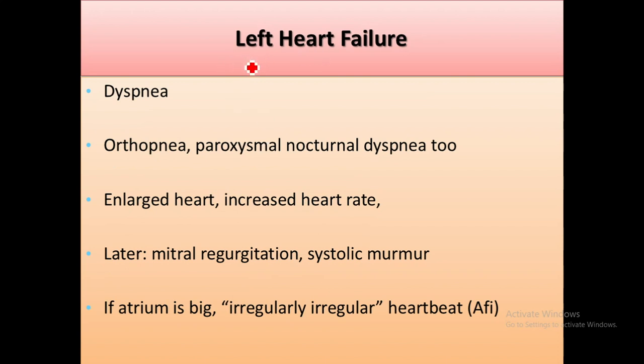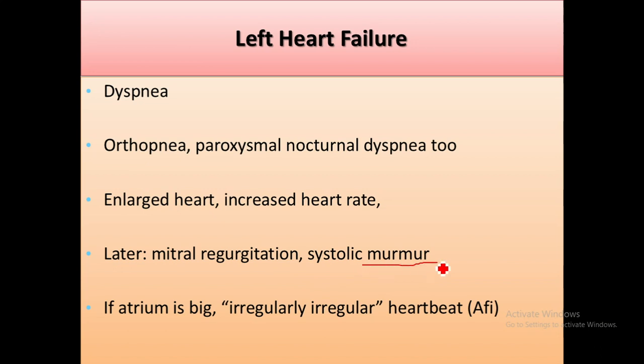So what are the clinical features? The patient will have dyspnea, that is difficulty in breathing, orthopnea, that is difficulty in breathing while lying down flat, plus paroxysmal nocturnal dyspnea, paroxysmal episodes of dyspnea during sleep. The heart is enlarged, and the heart rate is increased. Later there will be mitral regurgitation and systolic murmur.